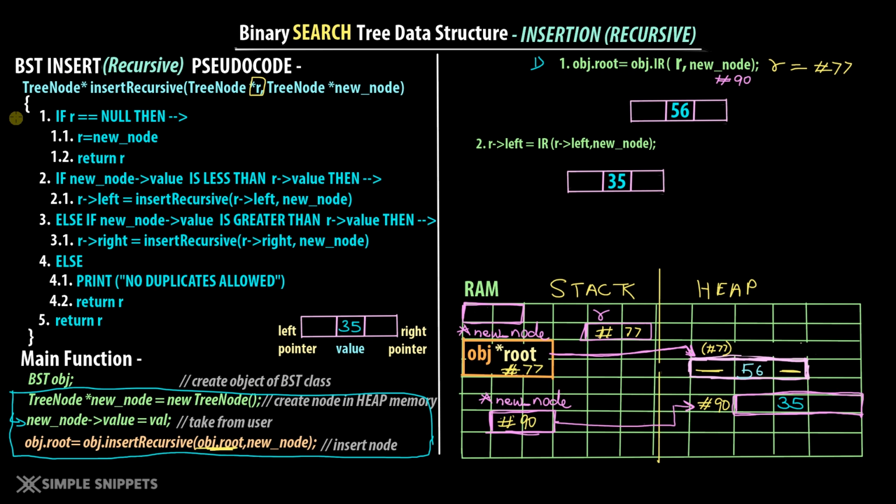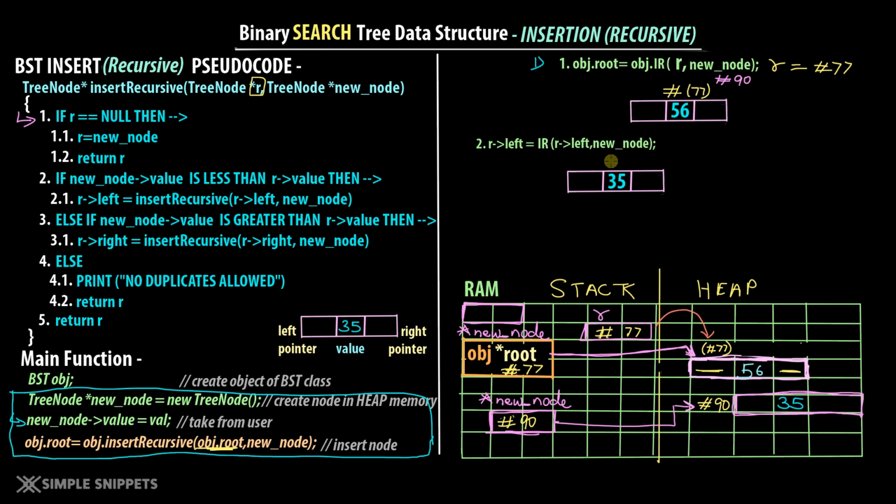Okay. Now let's start off with the first statement inside the insert recursive function. The first statement checks if R equals null. Now this time R is not null because R has hash 77, which means that R is actually pointing to some value. So R has hash 77 as the address, which means R is also pointing to the very first node, right?